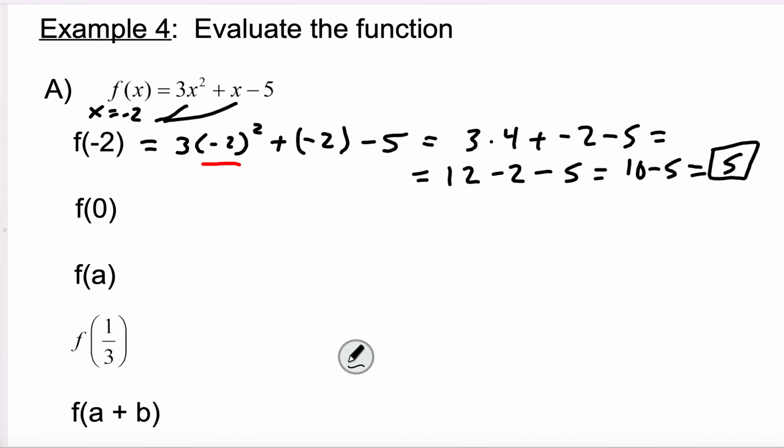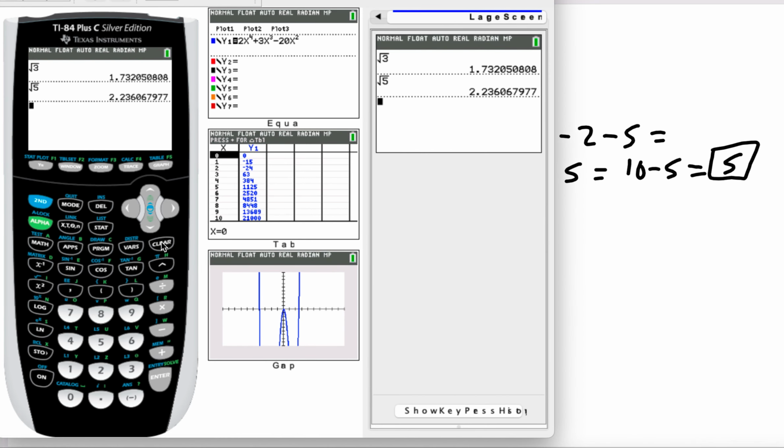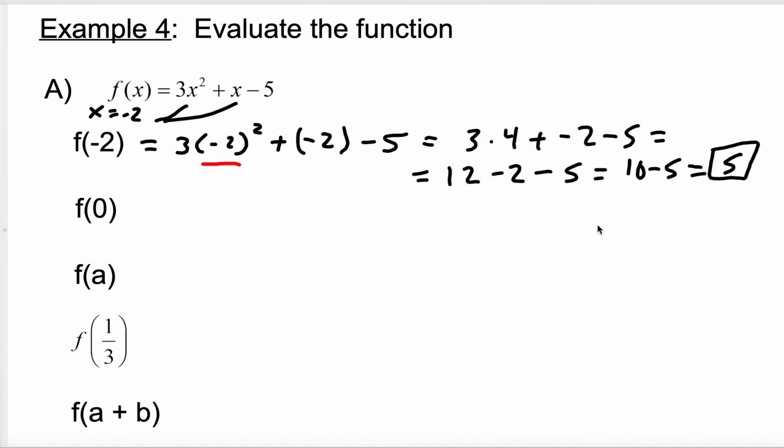You could also just put it right into your calculator the way it is written there. I could just plug in here 3 parentheses, -2, end parentheses, squared. And then we've got a plus a -2, and then a -5. And I end up there with 5. So whichever way you like to do that.